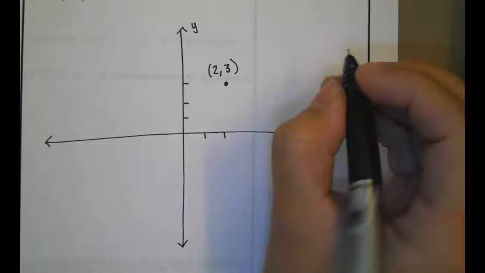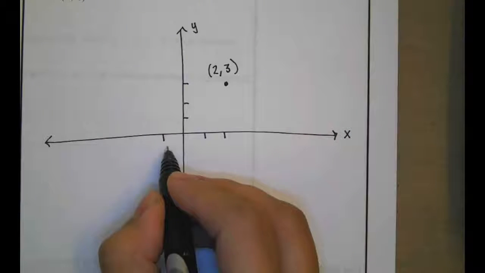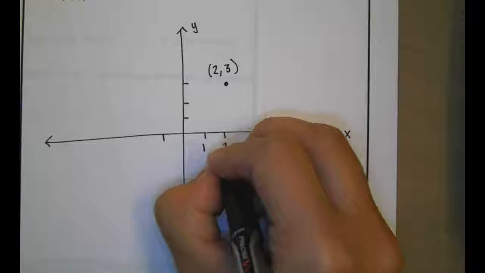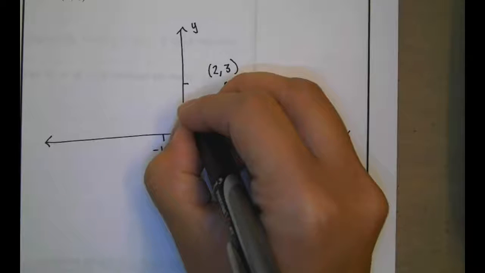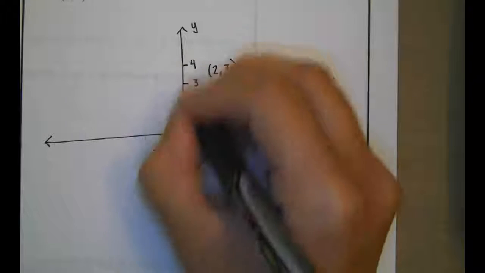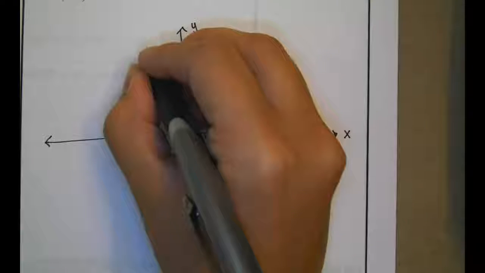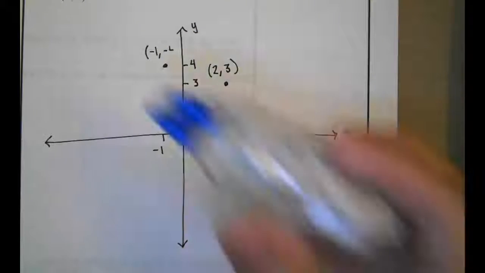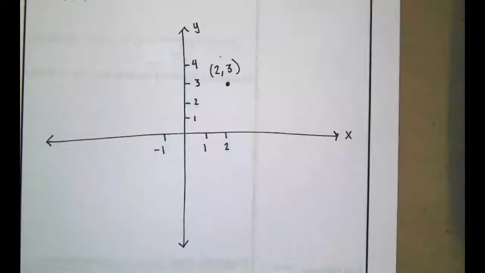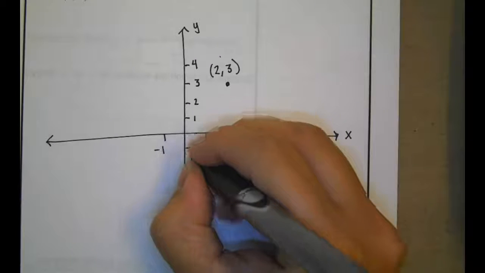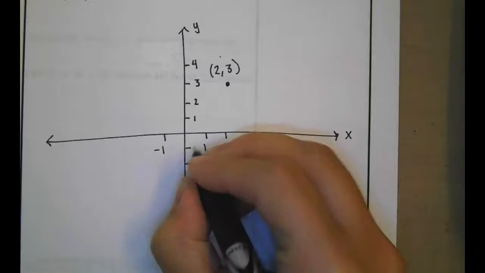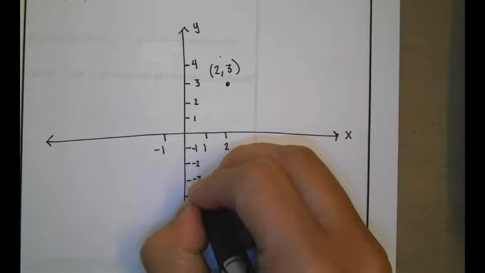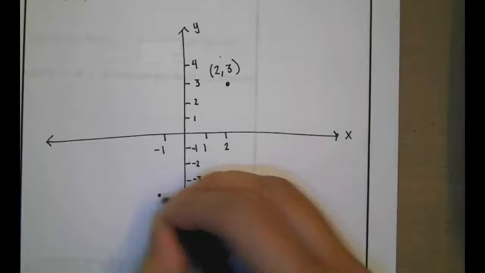Negative 1, 4 is my next point. Negative 1 on the x-axis is this way. In fact, I'll go ahead and label them just so you can see it. Negative 1, 4 is right here. Oh, I just realized it's actually negative 4. My apologies. Okay. That would be negative 1, positive 4, negative 1, negative 4, which is what the problem is asking for. Would be down here.